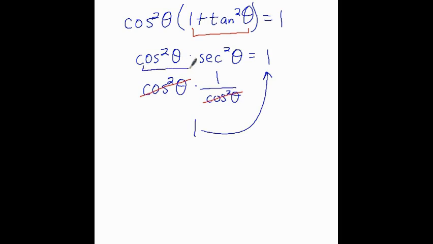Now, this fact, I will say, is a fact that you can memorize as cosine times secant is 1. You don't have to turn it into cosine to be able to cancel them out. But this right here is the proof as to why that's true.